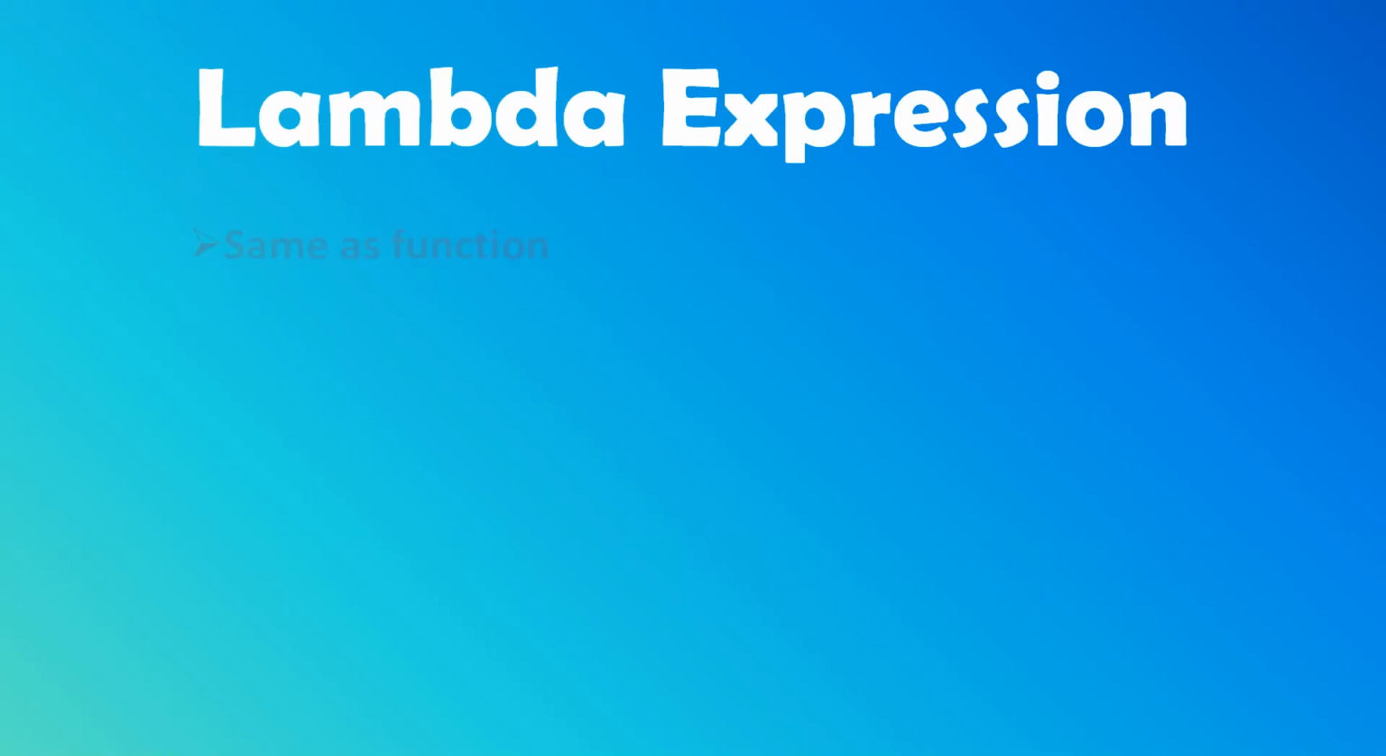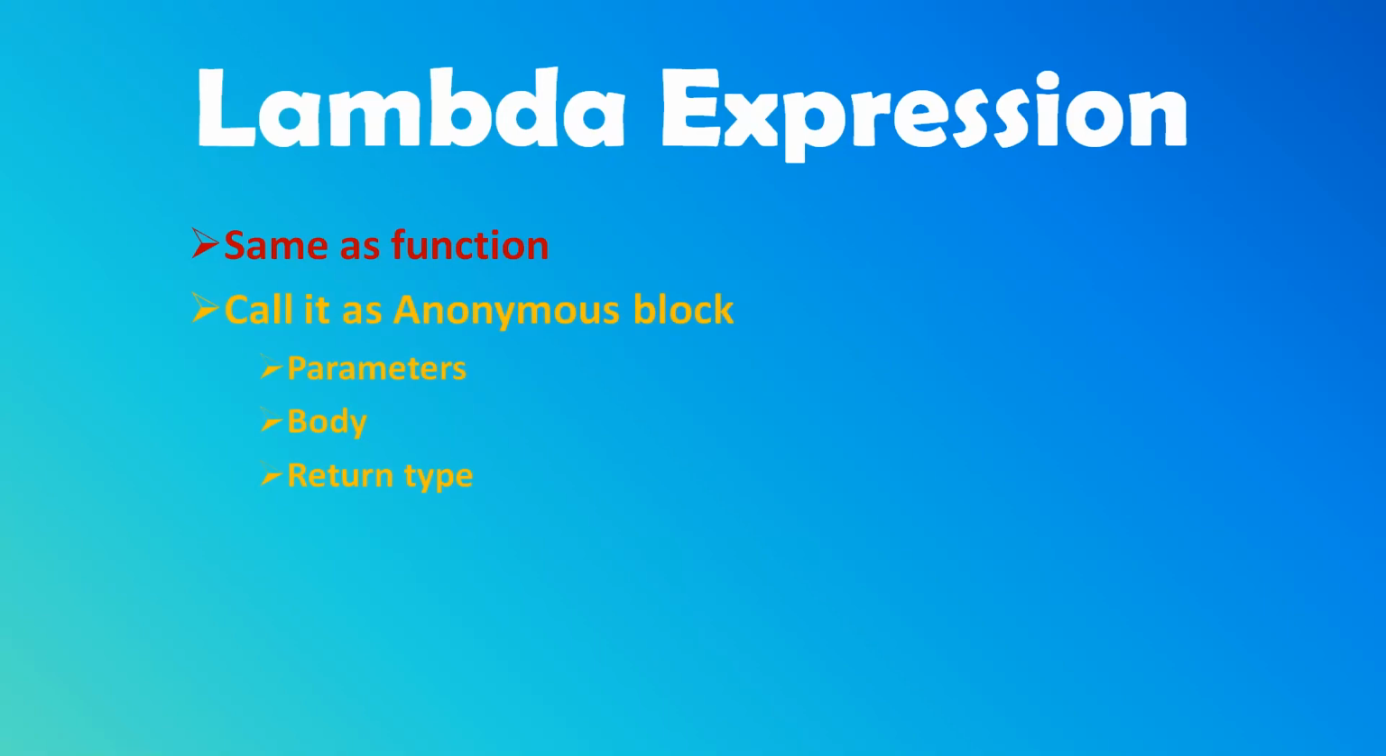Lambda expressions are pretty much the same as a function which we use in our existing Java implementations. Whatever a function is capable of doing, a lambda expression can do that, and it can be called an anonymous block or anonymous body. It can accept parameters, a body, and a return type like our normal methods.